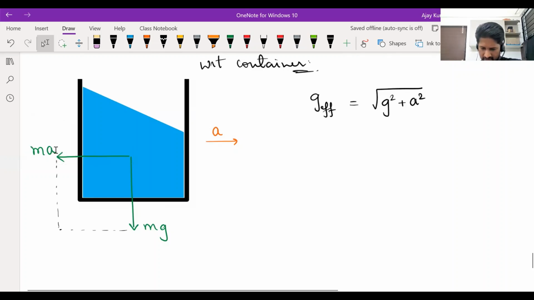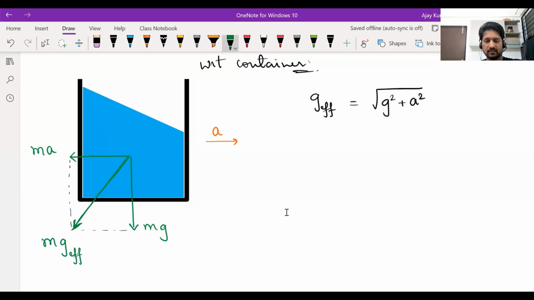I'll have to shorten this ma vector a little bit just to make the diagram look correct. The resultant of mg and ma will be in this direction. So effective gravity will now be in this direction. And this is m into g effective. If effective gravity is in this direction, the pressure gradient will be in that direction. Okay, that's the direction in which pressure actually increases. And if the pressure gradient is in that direction, the free surface automatically settles perpendicular to the pressure gradient.